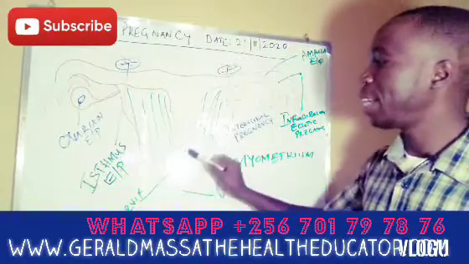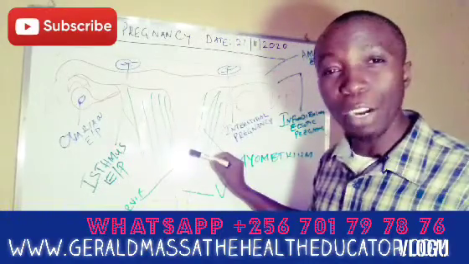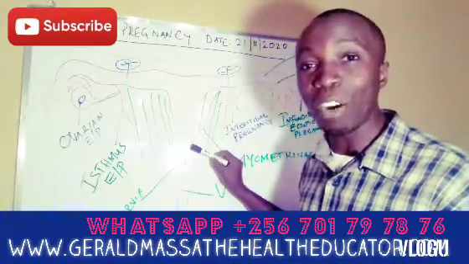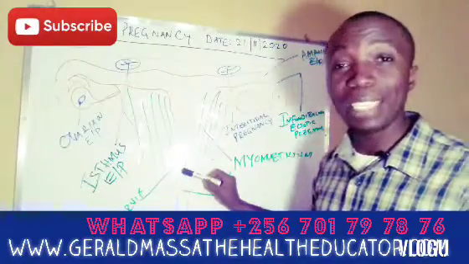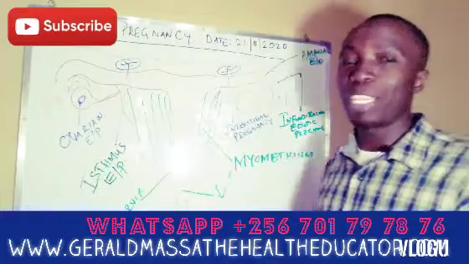Specifically, this is the vagina, and then this is the cervix. It has two parts. It has the internal part, also known as the internal os, and then it has the external part, known as the external os, or the external part of the cervix.